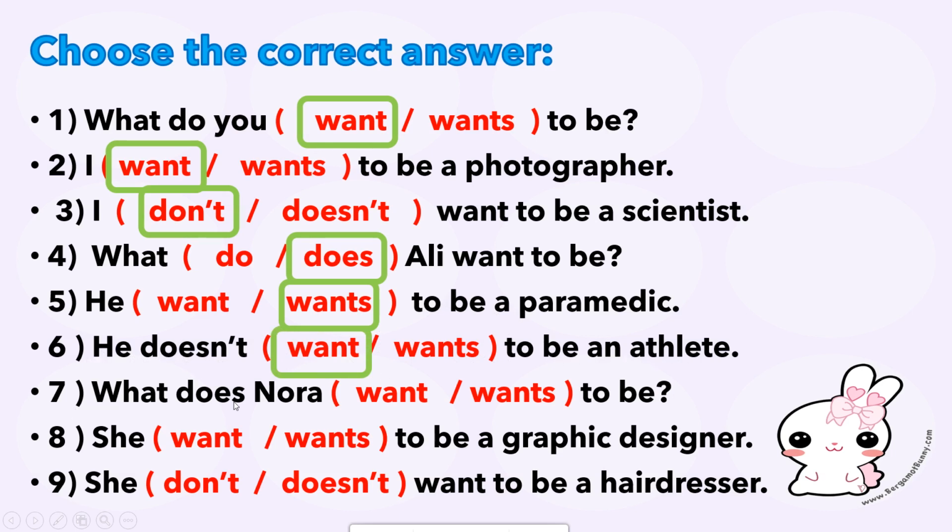Number 7, what does Noura want or wants? Okay, it's Noura, but it's a question. So we choose want, not wants. What does Noura want to be? 8, she. She, like he, we add an S to the verb. So, she wants to be a graphic designer. The last one, she don't or doesn't want to be a hairdresser. She doesn't. Okay, so she doesn't want to be a hairdresser.